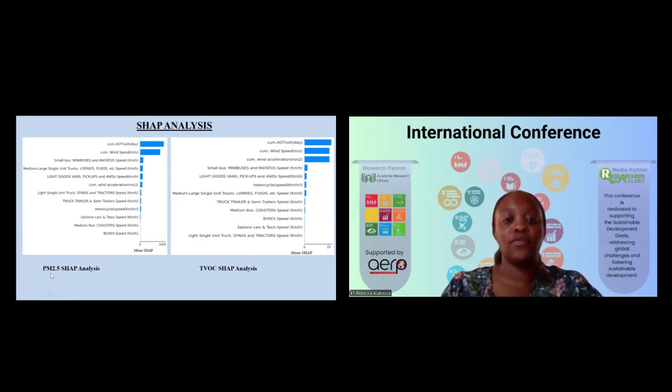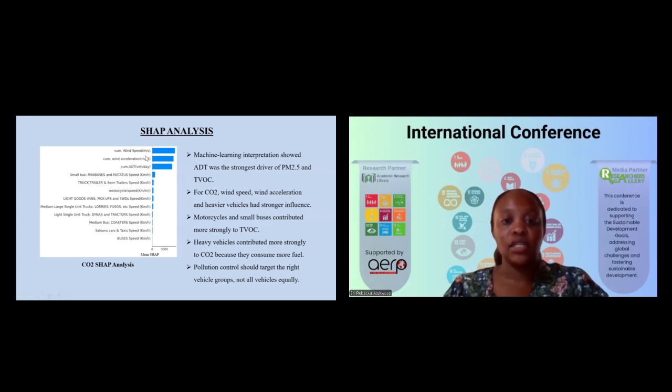From my SHAP analysis of the different models, PM2.5 was seen as having ADT as its major contributor, followed by wind speed and the small buses, giving the three largest contributions to PM2.5. TVOC SHAP analysis showed ADT was the highest contributor, followed by wind speed and wind acceleration. In SHAP analysis for carbon dioxide, wind speed and wind acceleration were the major contributors, followed by ADT and small buses.